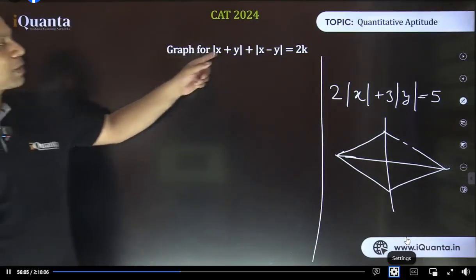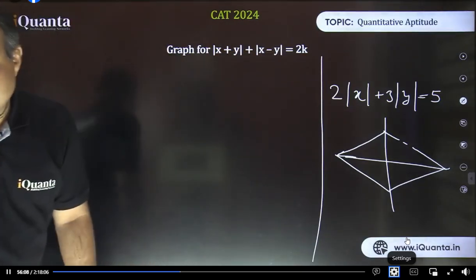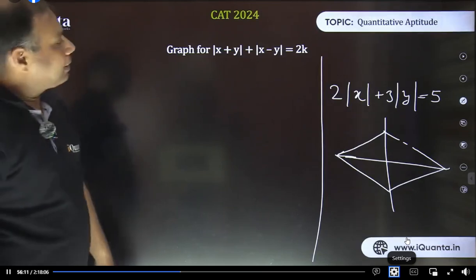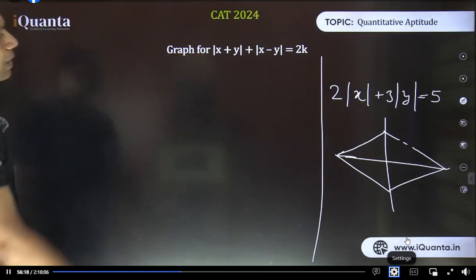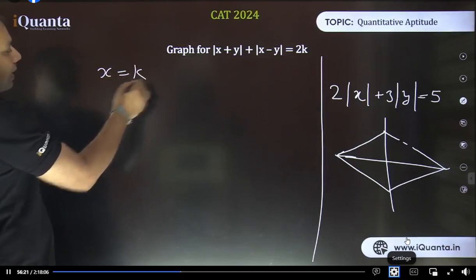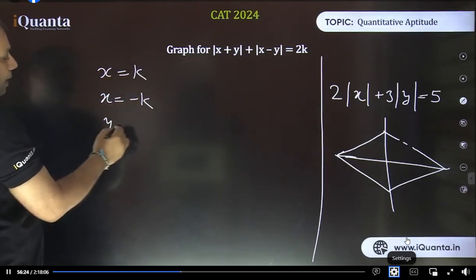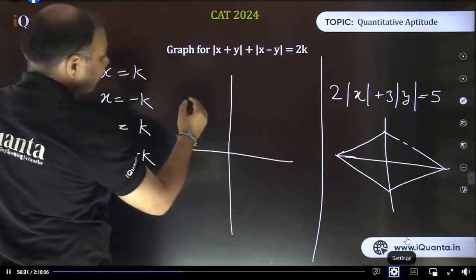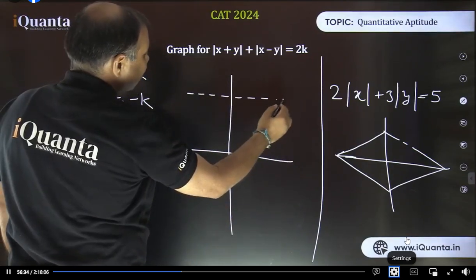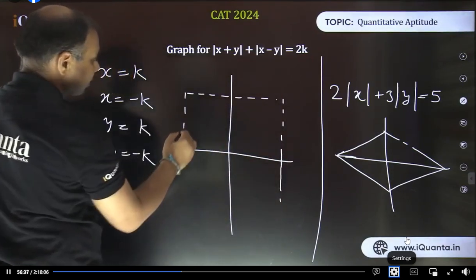Now coming to this part, mod of x plus y plus mod of x minus y equals 2k. In this case, when you simplify, again there will be 4 cases, and the 4 cases will give you x equals k, that's one line, x equals minus k, that's another line, y equals k, and y equals minus k. So basically the region bounded will be something like this. It will again become a square.